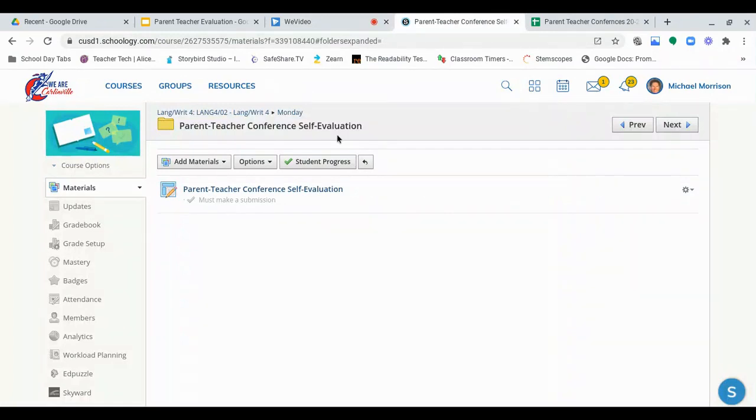So when you click on writing for today, it should take you to this folder, Parent Teacher Conference Self Evaluation, and then you open the folder and you'll see my directions up there. So you're watching it right now, and then you're gonna see this Parent Teacher Conference Self Evaluation. You'll click it, and what that's gonna have in there in your assignment is this Google slide. It's in a Google slide, so this evaluation.